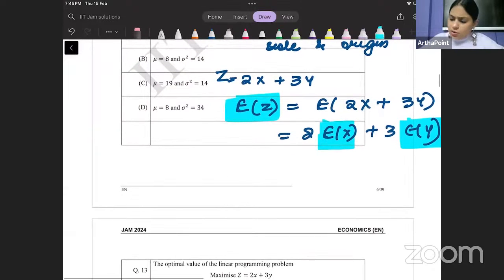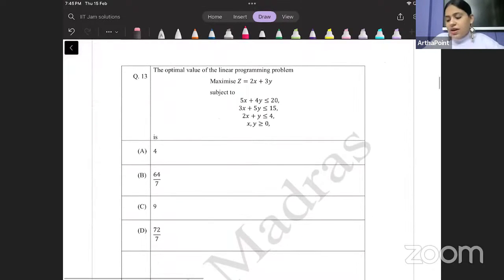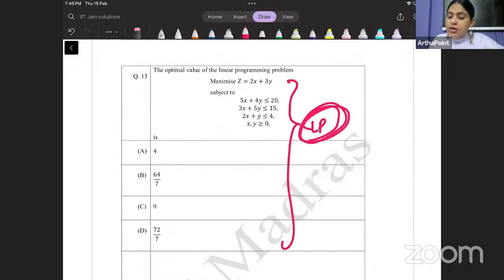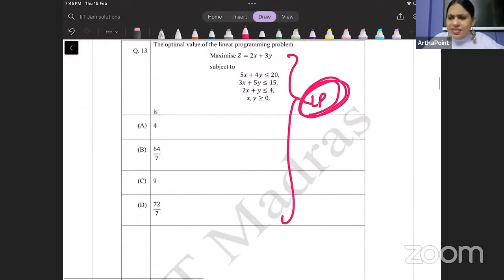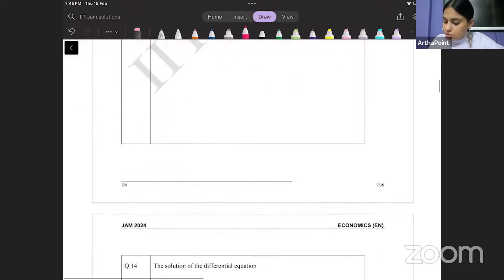So again a doable question. I'm going to mark this as easy. Come to the next one, beta. As expected, there had to be a question on linear programming. So this is a simple linear programming question, and I will do it separately, but abhi ke liye I think that this is a doable question.